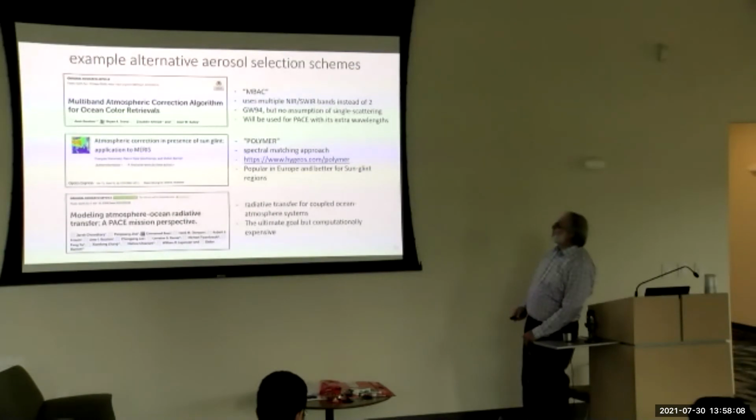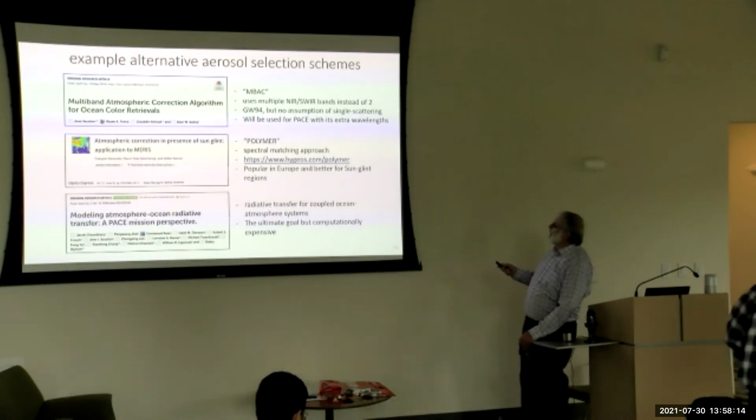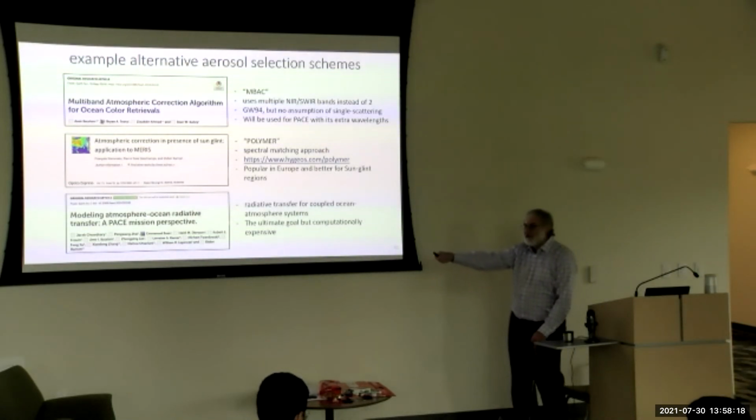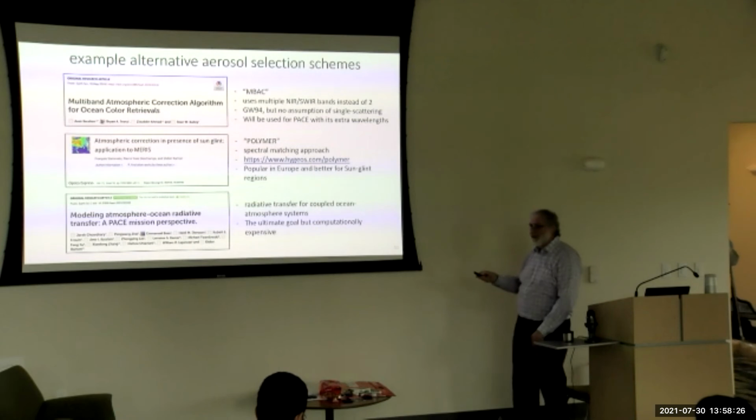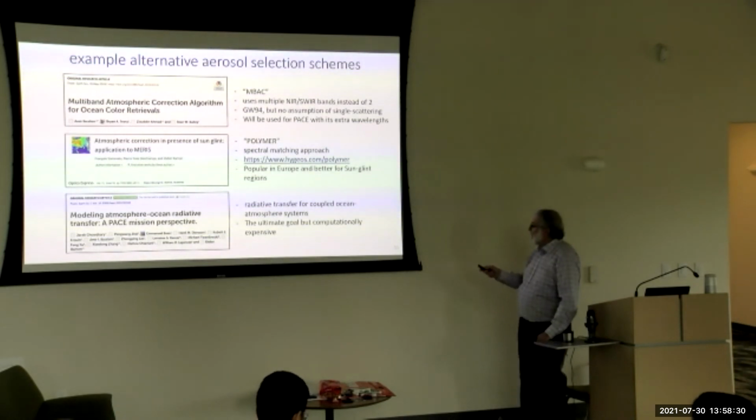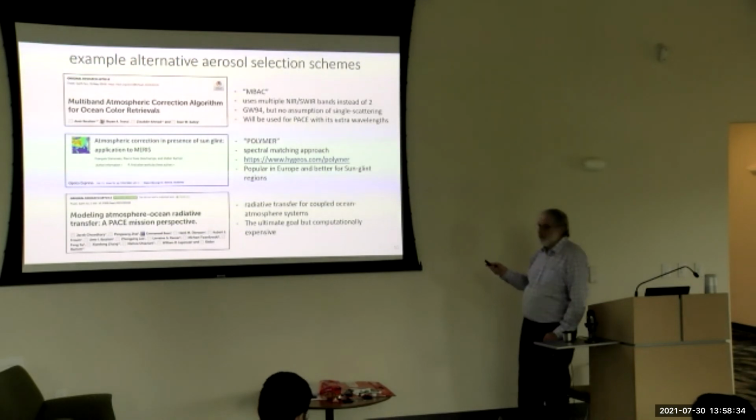Okay. Enough said there. So, yeah, there are other selection schemes. There's one called multiband atmospheric correction, which uses several wavelengths out in the near IR, not just two. And there's a Gordon and Wang paper from '94. There's also some assumptions in there about single scattering versus multiple and all of that. And this, my understanding, is going to be used with PACE because it has these extra wavelengths out there.